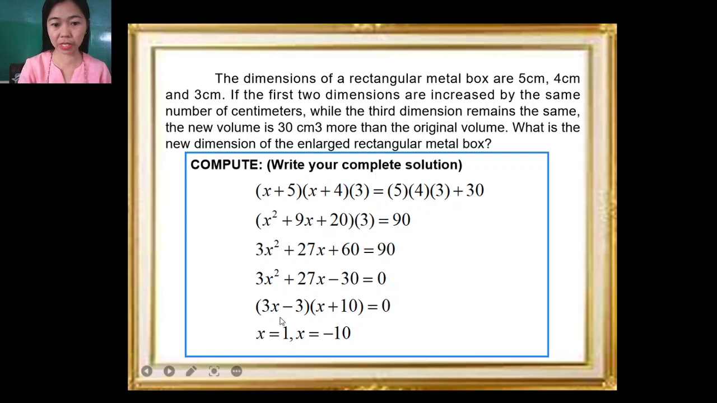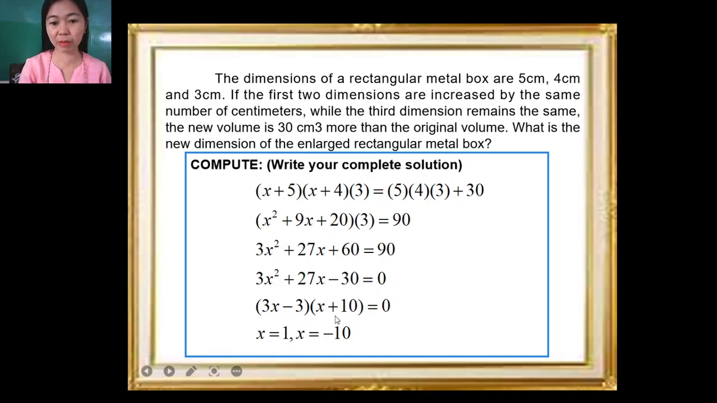Lagay natin dun sa first term ng binomial. 3x squared, ang factor niya ay 3x and x. Ayun, first term ng binomial. And then, si negative 30, let us think of factors of negative 30. Wherein it will satisfy yung middle term na 27x kapag dinoble check natin. So, yung negative 30, itry natin si negative 3 at saka si positive 10 as the factors of negative 30.